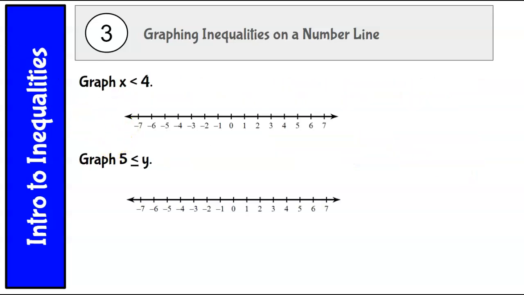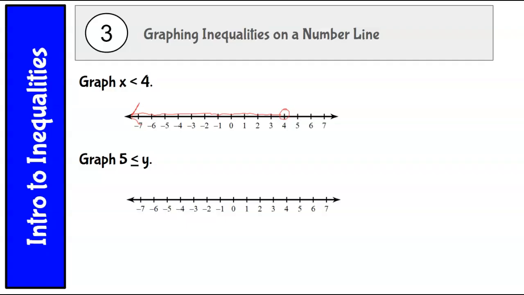Let's take a look at that in practice. We're going to graph x is less than 4. So it's not equal to 4, so we'll put an open circle on 4, and then the inequality is going to go this direction, so it's going to go to the left. Now, just a moment to note that even though it says x is less than 4, we still start on 4 with an open dot.